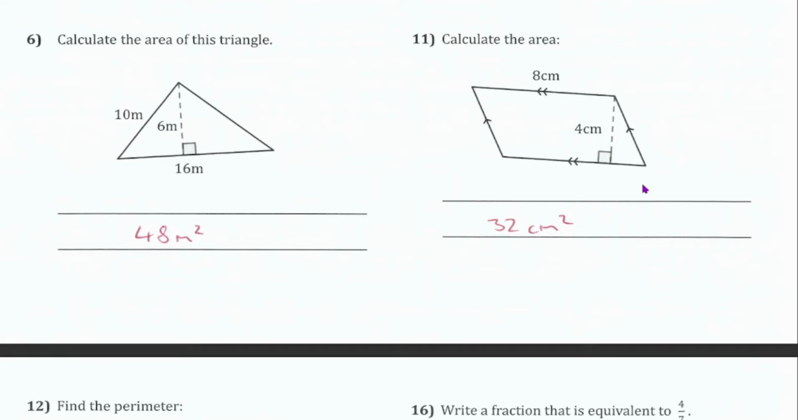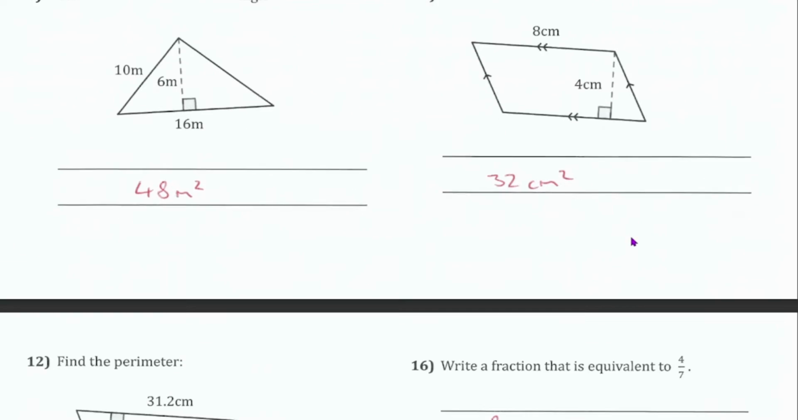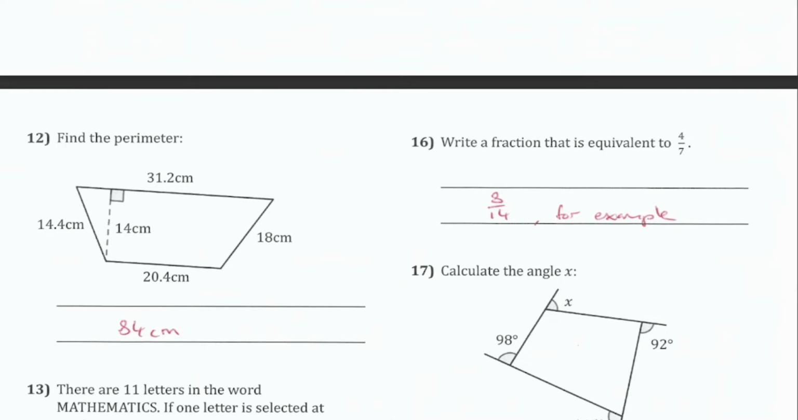How do we find the area of a rectangle? Well, it's base times height. And if we do base times height here, 8 times 4 is 32 centimeters squared. Squared because it's an area. Excellent. Let's move on to question 12 here.